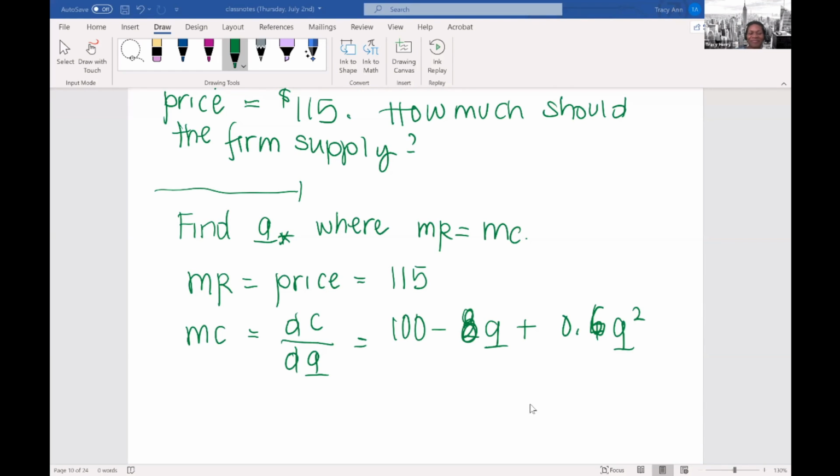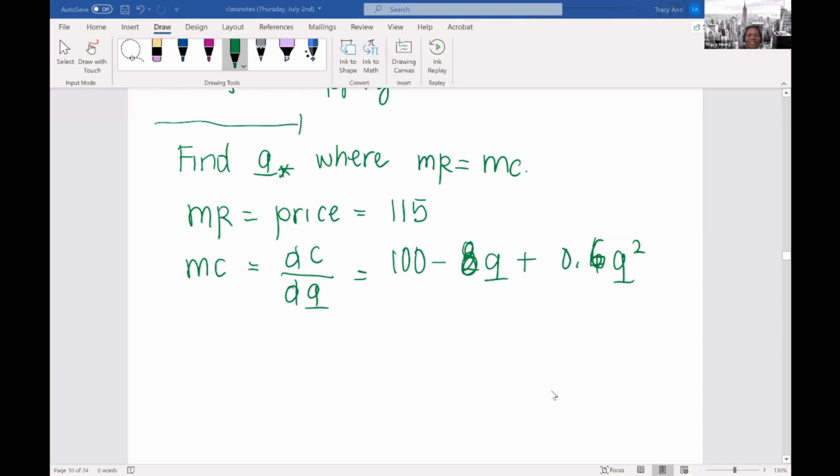So you're going to set your marginal revenue equal to marginal cost. So you're going to set 150 equal to, exactly.